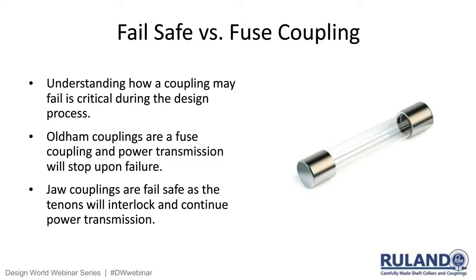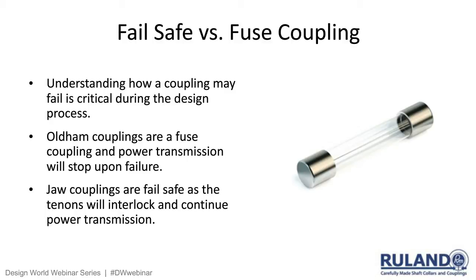Fail-safe versus a fuse-type coupling. Understanding how a coupling may fail is critical during the design process. Oldham couplings are a fuse-type coupling, and power transmission will stop upon failure. A jaw-type coupling is fail-safe as the tenons will interlock and continue power transmission. So again, depending upon your application, you may want a fuse-type coupling, and I'll give you an example.